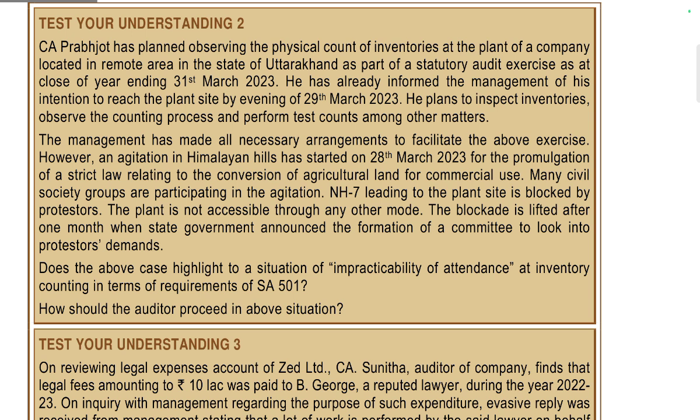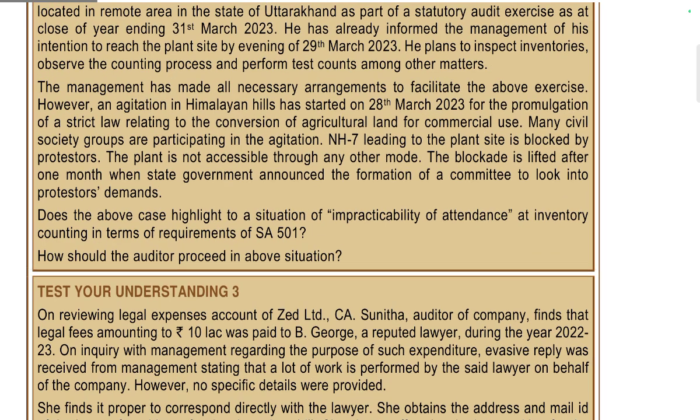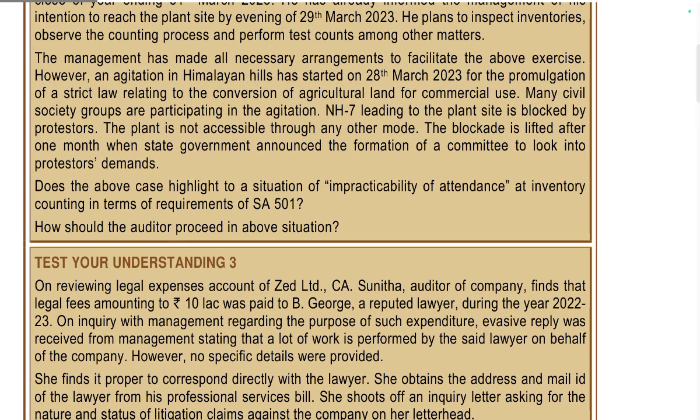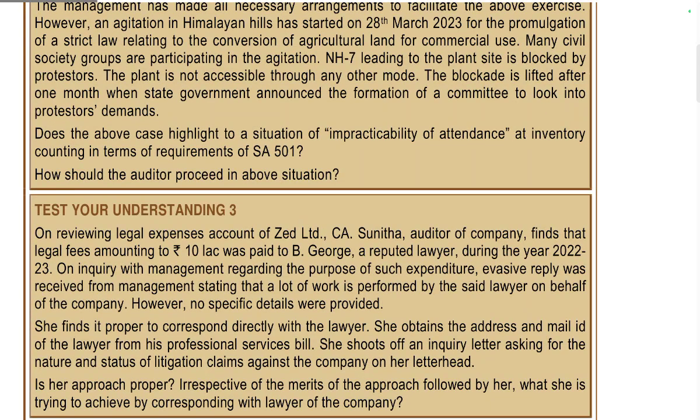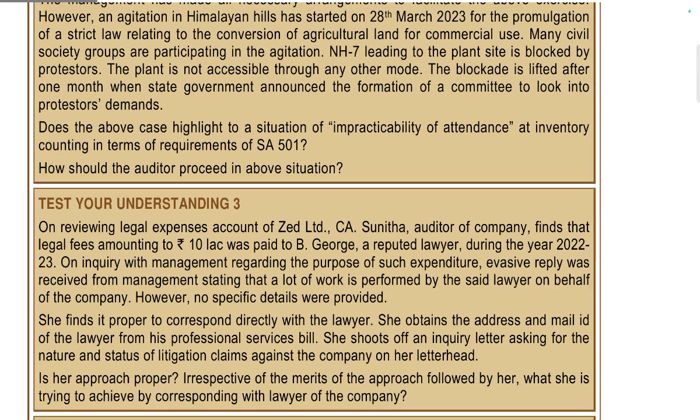However, on 28 March there was an agitation in the Himalayan hills over the promulgation of a strict law regarding the conversion of agricultural land to commercial use. Many civil society groups are participating in the agitation. Many of them, leading to the plant side, block the proceedings. The plant is not accessible through any other mode, and the blockage was lifted only a month later, after the state government announced a formal commitment to look into the matter.